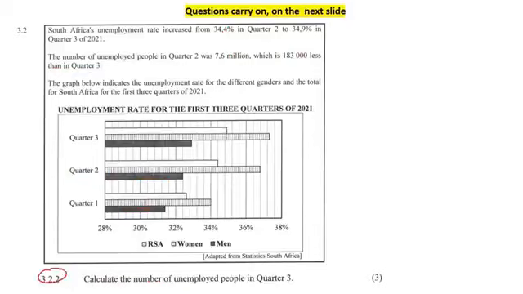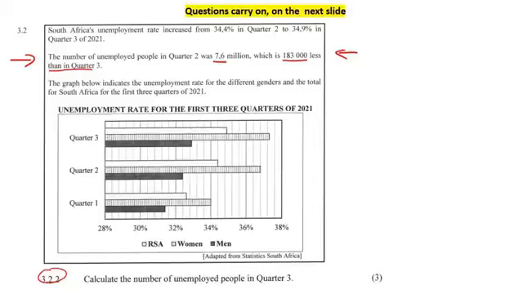This question says calculate the number of unemployed people in quarter 3. Now they don't say men or women, so what they mean is both. Well, I guess it's actually a pretty easy question, not by having to look here, but by just looking at this part over here. It says that the number of unemployed people in quarter 2 is 7.6 million people, which is 183,000 less than what there was in quarter 3.